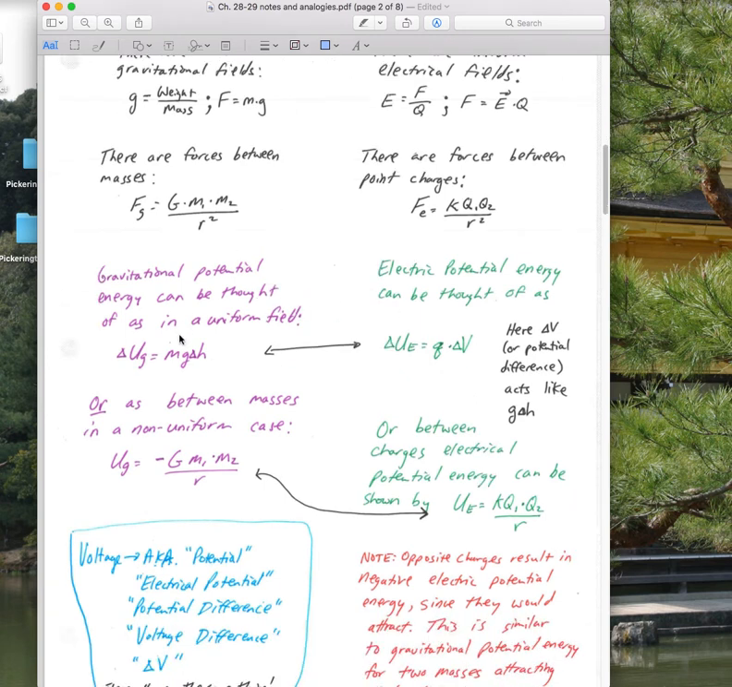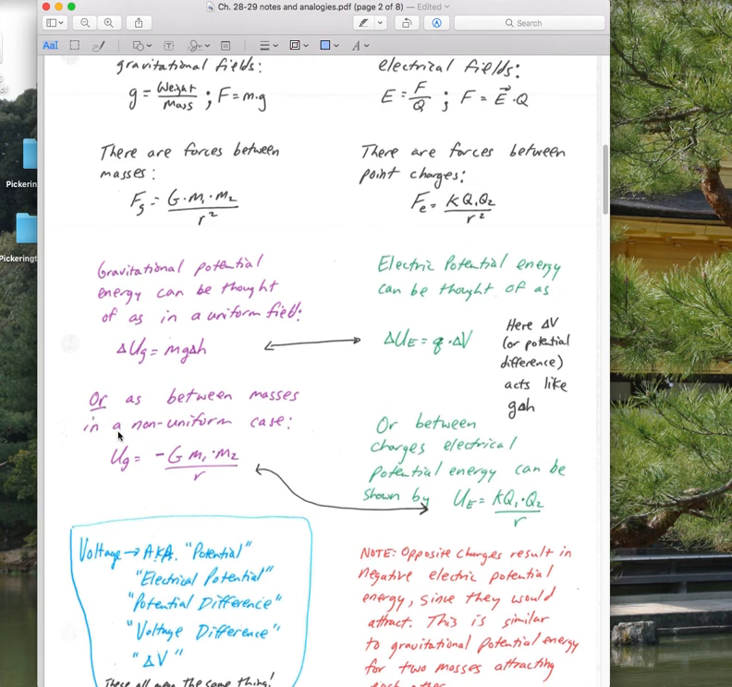Gravitational potential energy can be thought of in a uniform field as something like this: mg, which is the force, multiplied by the amount of height that you've elevated. Here, if we think of electric potential energy in a uniform electric field, we think about it as charge multiplied by the change in potential. So essentially, this delta V times Q is equal to this mgh. M and Q are equivalent. g delta h is equivalent to delta V.